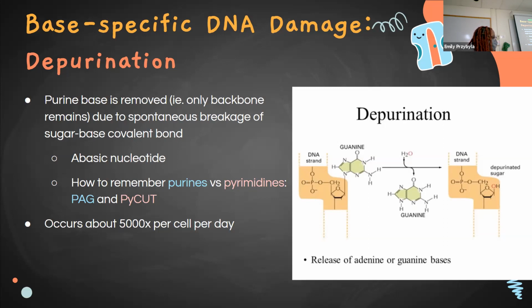Also, how to remember purines versus pyrimidines. I don't know that. Does anyone know that? Yeah, I don't know that. I just memorized it. Purines are adenine and guanine, and pyrimidines are cytosine, uracil, and thymine.